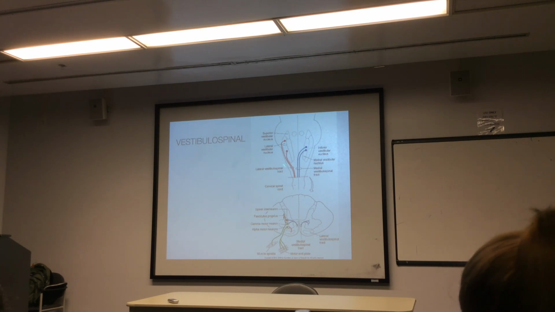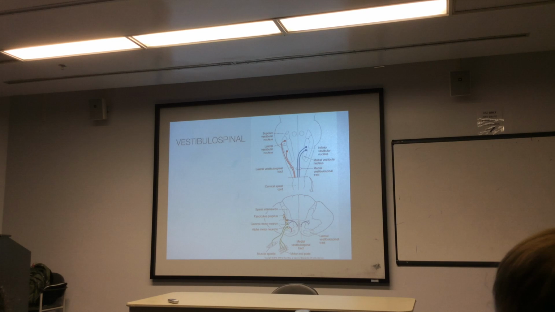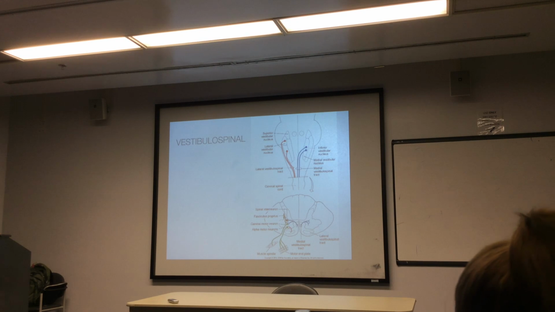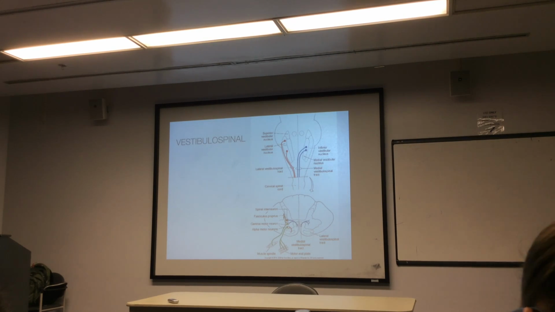So you've got the lateral and inferior nuclei that project down to the spinal cord. They synapse on gamma and alpha motor neurons, and they preferentially will activate extensor muscles within your back to allow for postural control. And with these medial ones, they actually project to the muscles in your neck, and they allow for coordinated head movements.